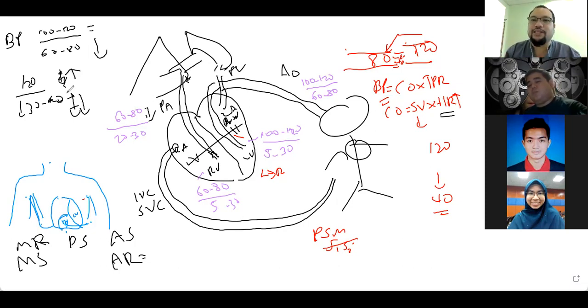Corrigan sign, you get head nodding, because the bounding goes bam bam bam bam bam, so even the head shakes. I hope you remember what Traube's sign, Corrigan sign, De Musset, and Quincke sign are.